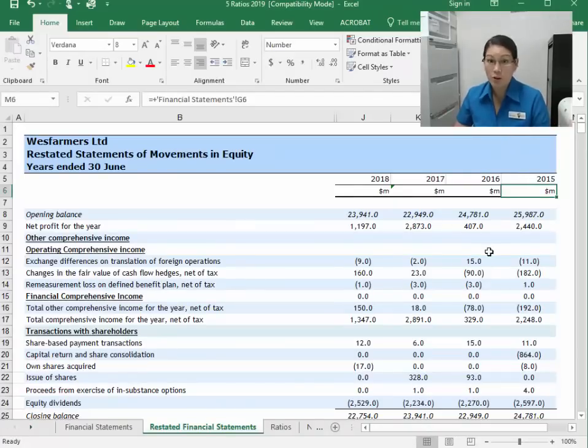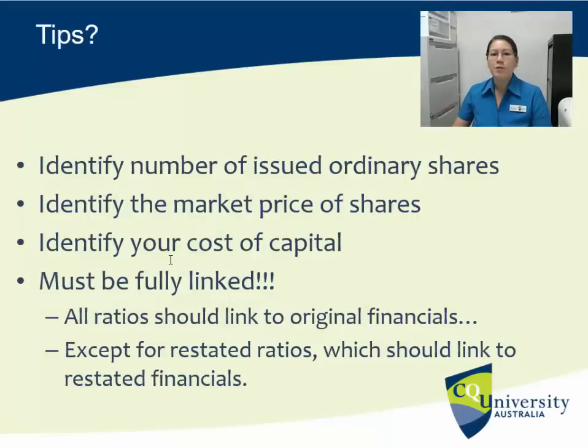I should have done that right at the beginning when I was entering the financials, and I've just realised it now because it actually makes a difference with your ratios. So be aware of what your figures are denominated in. Okay, let's pick up now for ratios. We have to do a little bit of preparation, which will make our life easier, again, like we've been doing all along. So we're going to identify the number of issued ordinary shares, market price, and cost of capital.